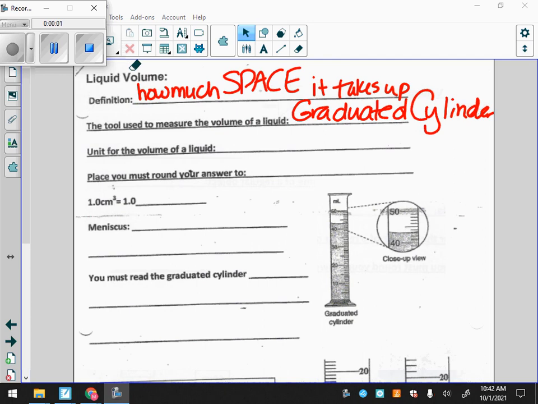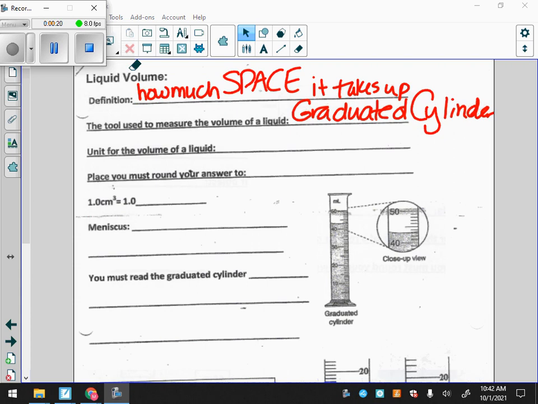All right, good morning. If you are absent today, you need to turn to the yellow packet, page 8, liquid volume. We're looking at volume. Volume is volume, so whether it be regular objects or liquid, it's still going to be a measurement of how much space something takes up. Can't use a ruler because you'll make a mess. You need a graduated cylinder.